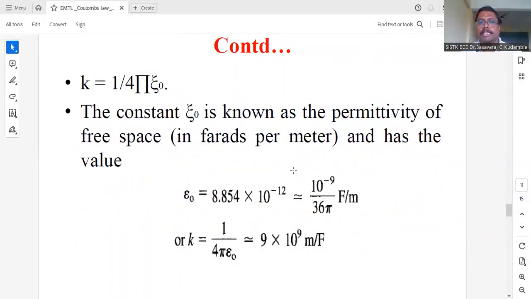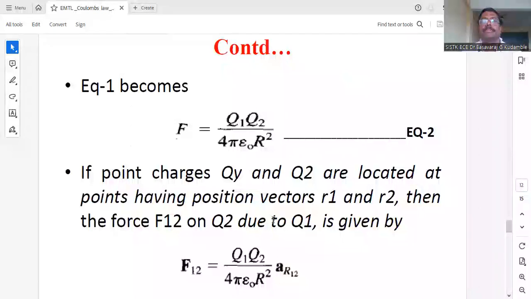The proportionality constant in free space is given by 1 by 4 pi epsilon naught. The epsilon naught value, that is the permittivity of free space, is 8.854 into 10 to the power of minus 12 farad per meter. If you substitute this epsilon naught value in the above equation, we can find the K value, that is 9 into 10 to the power of 9 meter per farad. So now equation 1 becomes, after substituting the K value for free space, Q1 Q2 by 4 pi epsilon naught R square.